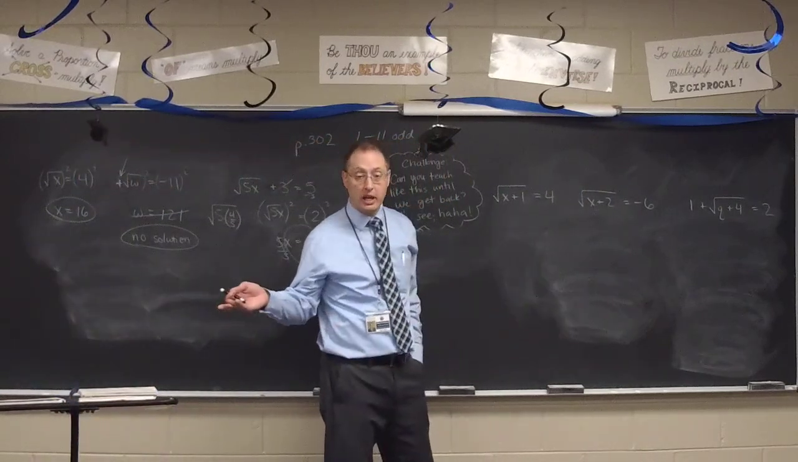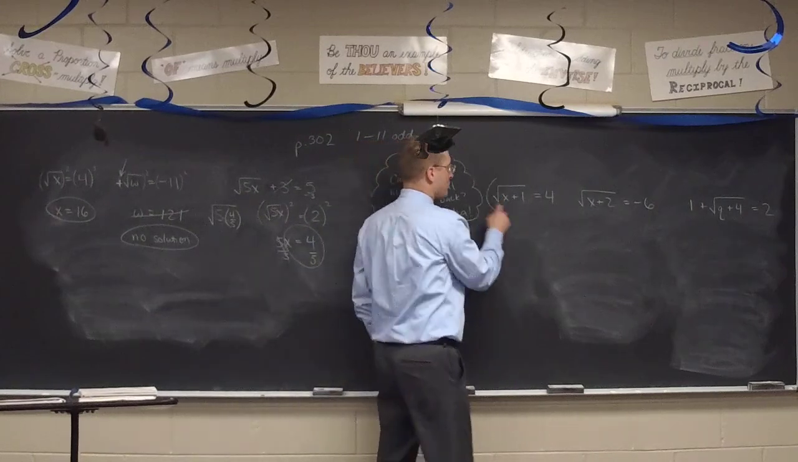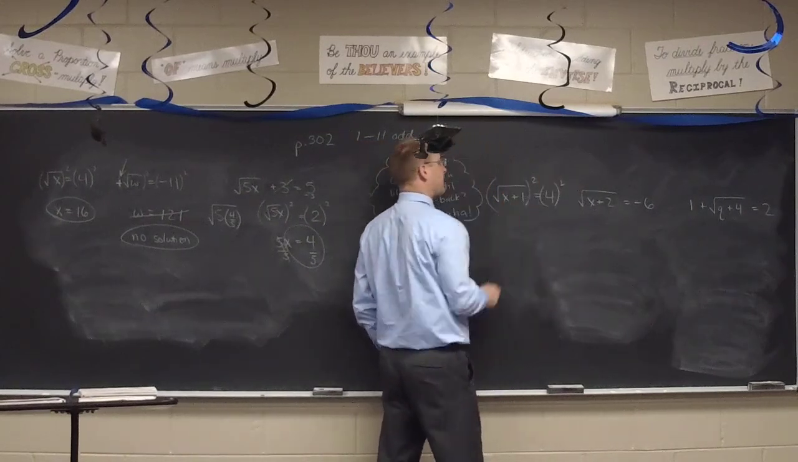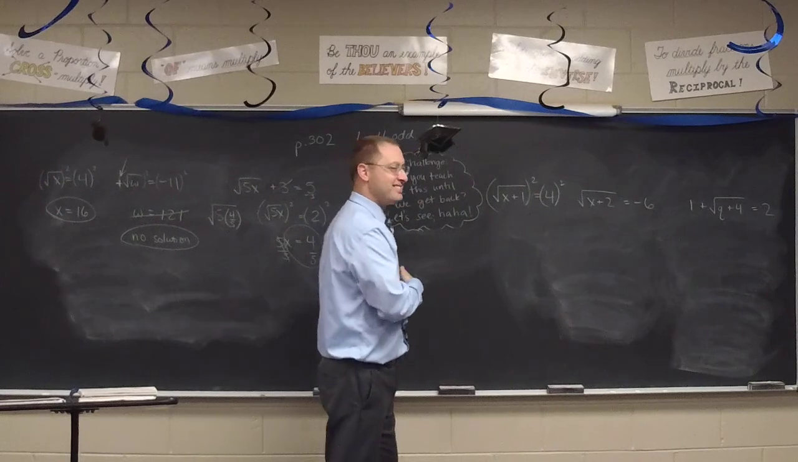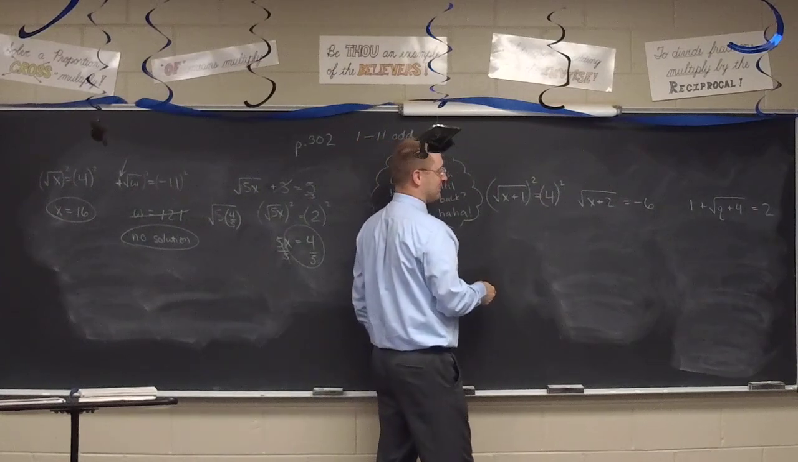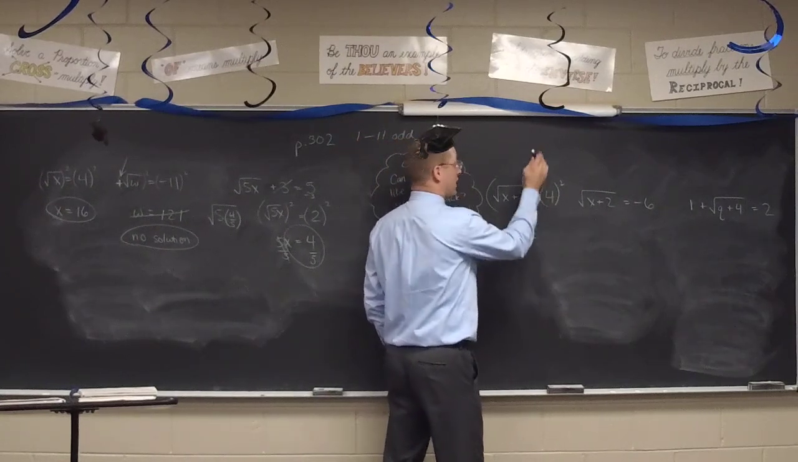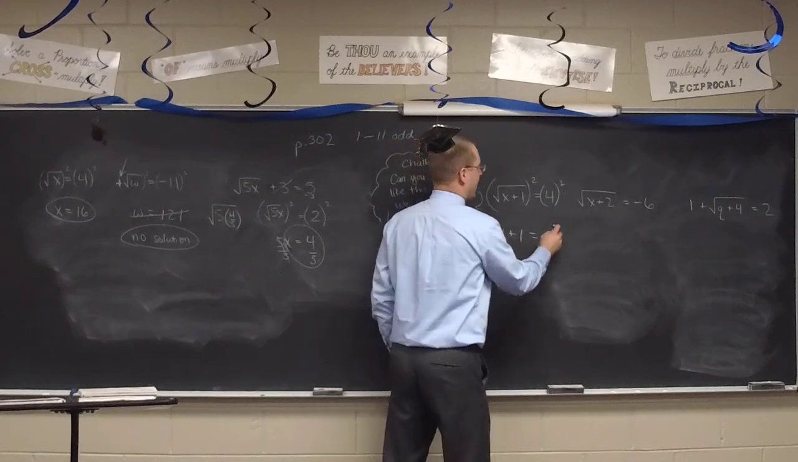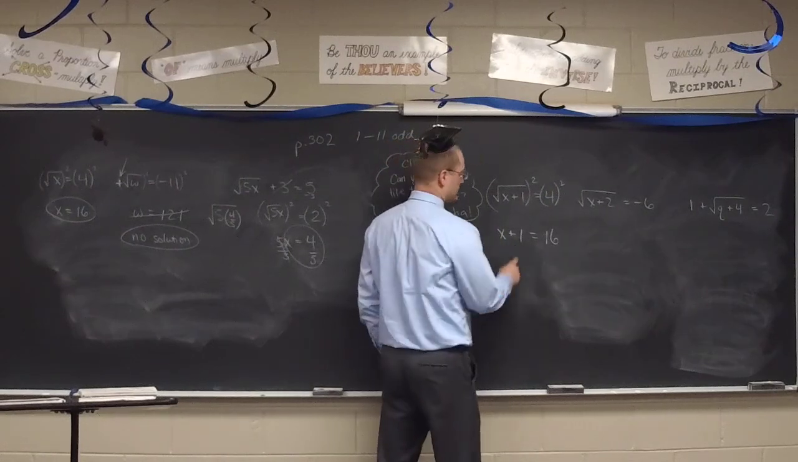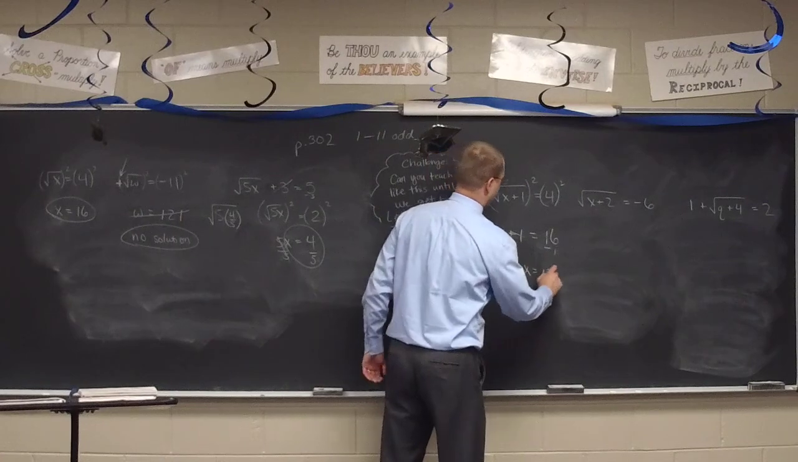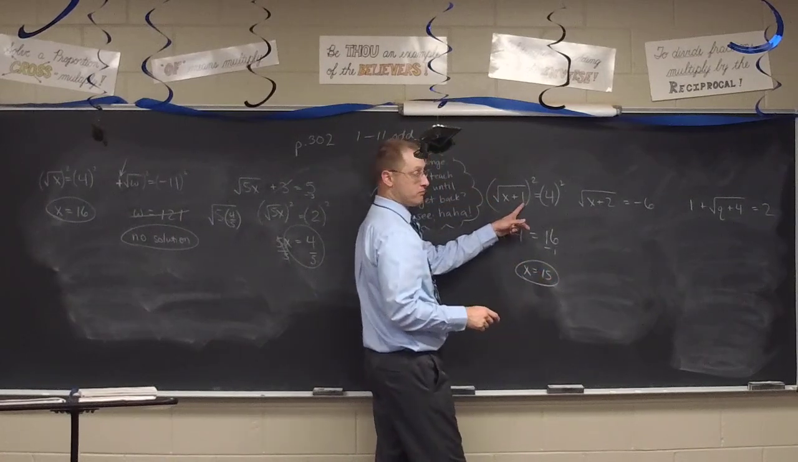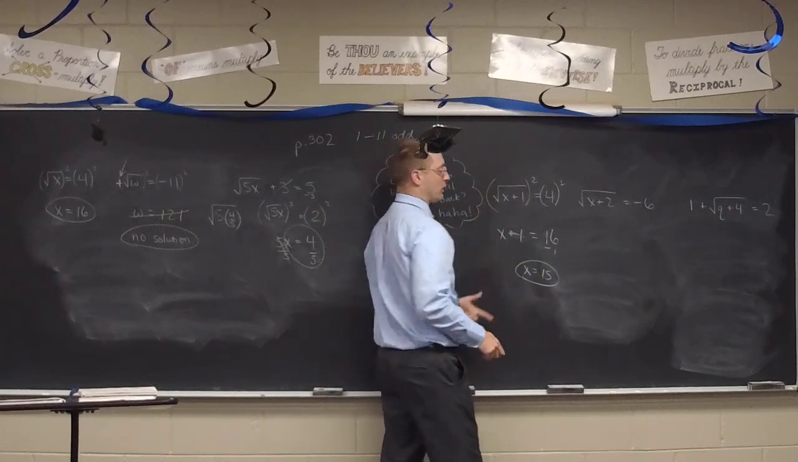Radical's already isolated. Class, what do I do? Square both sides. What do I get when I square the square root of x plus 1? x plus 1, the radicand. Good. On the other side, I get 16. And then to solve, I subtract 1 to get x equals 15. Let's check. 15 plus 1? 16. Square root of 16? 4. We're good. Look at the next one.